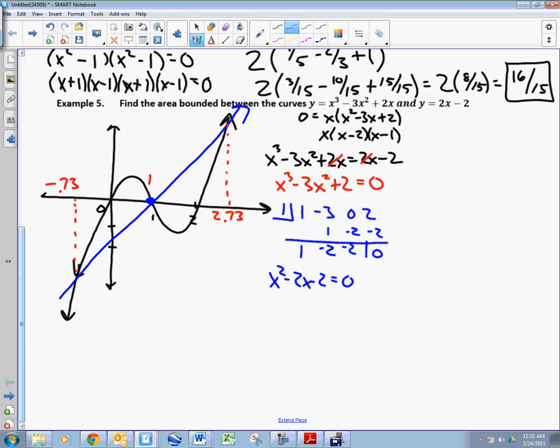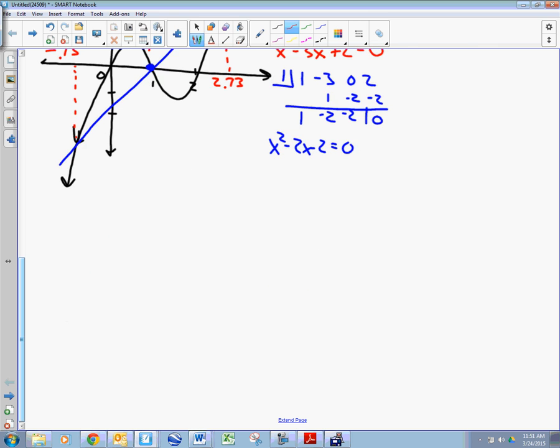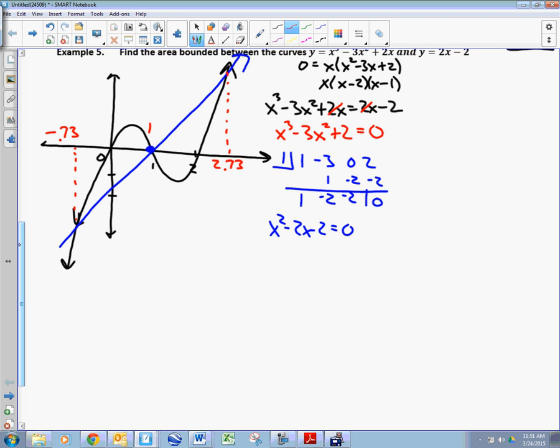And we have to identify the top function. And if you notice, the top function changes depending on where the area is, right? So if I were to draw a rectangle to use to find the area, you can see that for this rectangle, the top is going to be the cubic, the bottom is going to be the line. If I draw a rectangle here, again, the top will now be the line and the bottom will be the cubic. So we'll have two integrals.